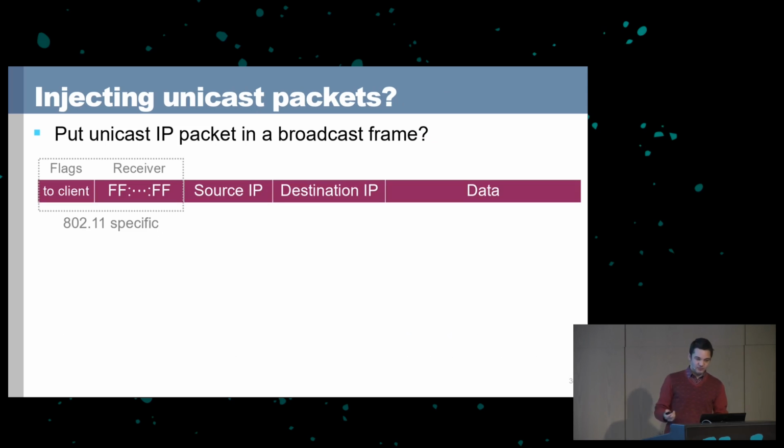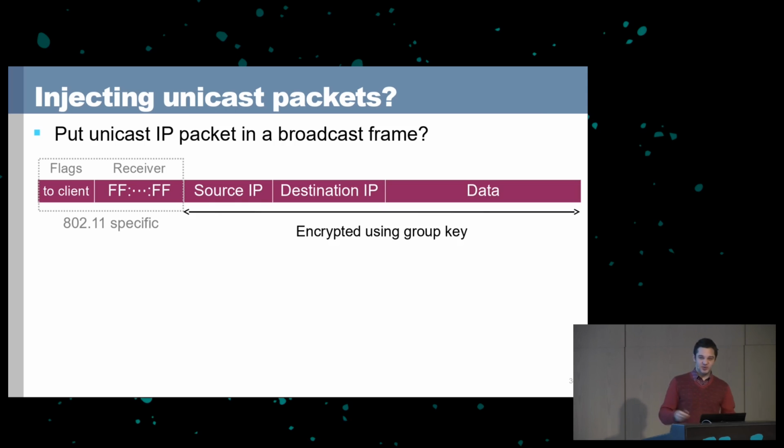So your initial idea may be, okay, you have your IP packet right here. You simply put that into a broadcast Wi-Fi frame. So here we have the Wi-Fi header, of course, very simplified. Basically, we have flags in the header which say that this frame is sent towards a client of our network, and the receiver is the broadcast MAC address. And because the receiver is the broadcast MAC address, this IP packet and everything with it is encrypted and protected using the group key. However, this will not work.